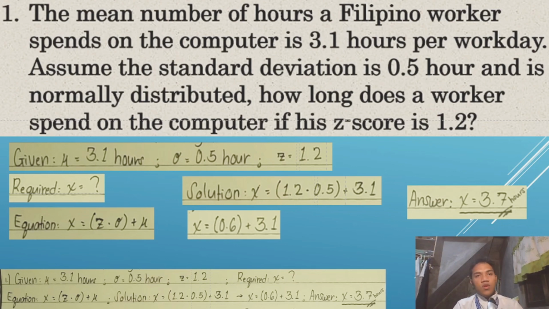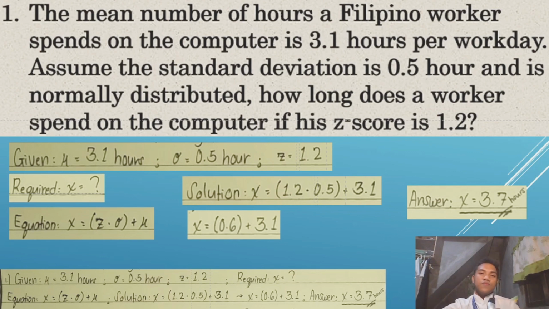So now, to solve, we have the equation of x, which, as mentioned earlier, is the formula where you multiply the z-score by the standard deviation, then the product will be added to the mean. Now, if we substitute the given values to the formula, we're gonna multiply the z-score of 1.2 to the 0.5, which is the standard deviation, and we're gonna get the answer of 0.6. Then add it to the 3.1, which is our mean, and we're gonna get the answer of 3.7 hours. So basically, 3.7 hours is what workers spend using the computer if they have a given z-score of 1.2.